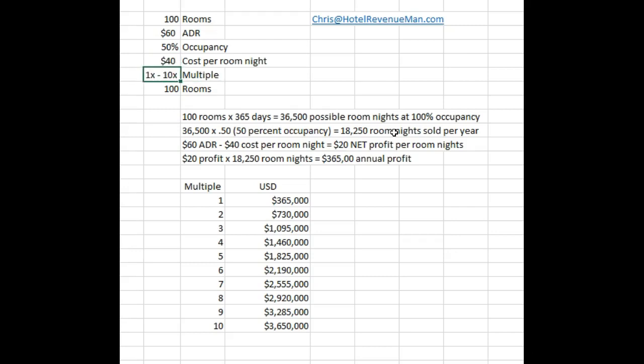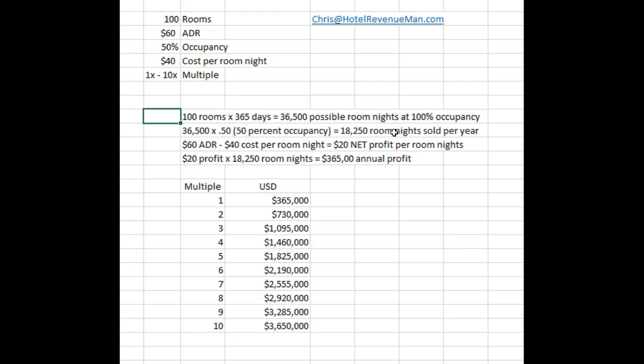This is the system. It's a 1x to 10x multiple. What does that mean? You take profit, and depending on how nice the hotel is, how good a shape it's in, you can ask for 1 to 10 times the value of the profit you make per year. So, look at this. I'll show you what this means.